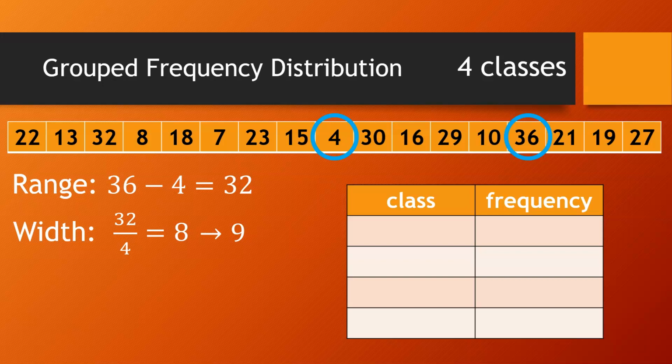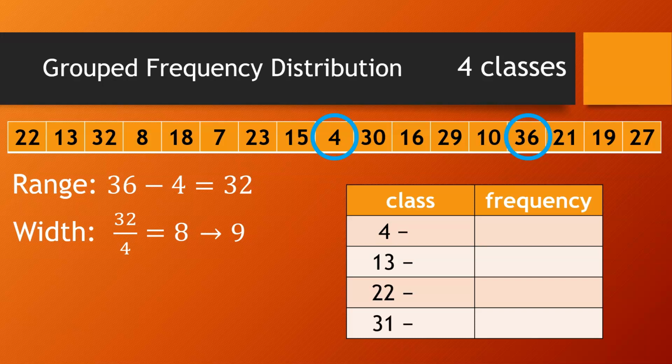Now let's label the classes in the table. The first class has to start with 4, and the width of each class is 9. Then the next class would start at 4 plus 9, or 13. So the next class would start with 13 plus 9, which is 22, and then the last class starts at 22 plus 9, which is 31.